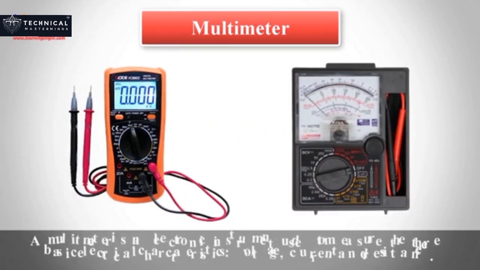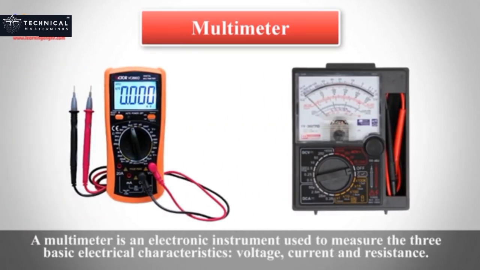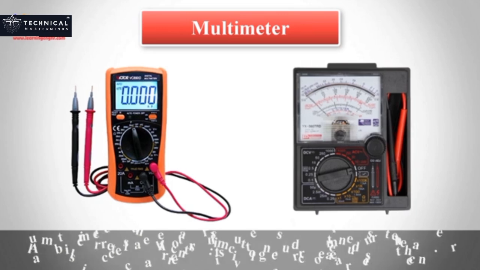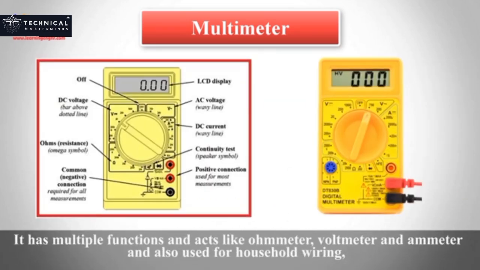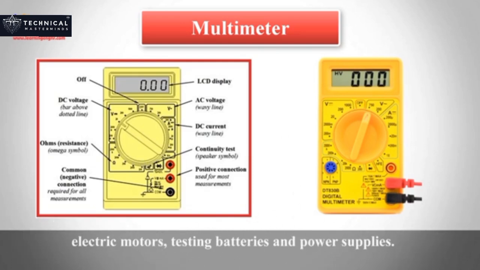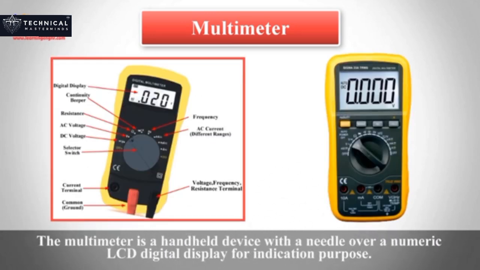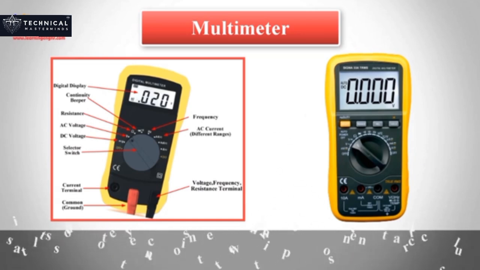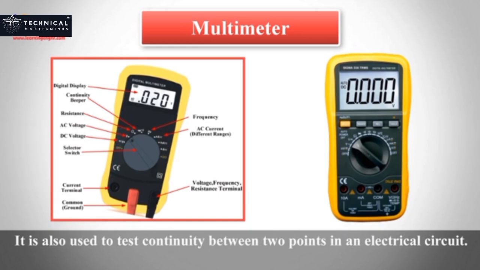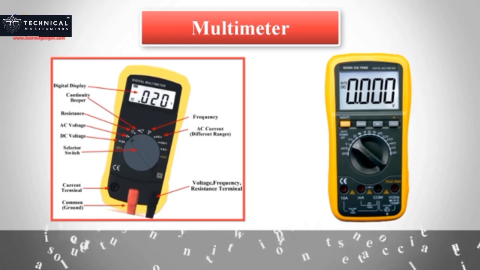Multimeter. A multimeter is an electronic instrument used to measure the 3 basic electrical characteristics: voltage, current, and resistance. It has multiple functions and acts like an ohmmeter, voltmeter, and ammeter, and is also used for household wiring, electric motors, testing batteries, and power supplies. The multimeter is a handheld device with a needle or a numeric LCD digital display for indication purposes. It is also used to test continuity between 2 points in an electrical circuit.